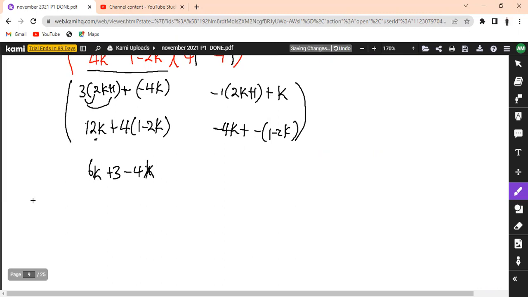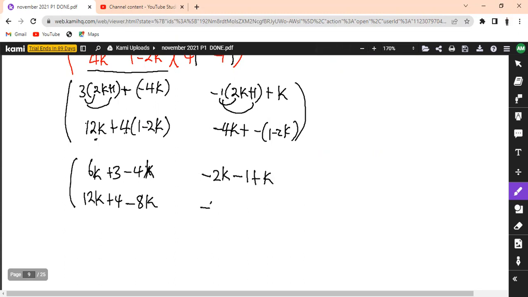We move on here. This is 12k. So we are going to obtain 12k. 4 times 1, which is 4. 4 times minus 2, which is minus 8. So this is minus 8k. All right. We move on here. We multiply by minus 1. So it's minus 1 times 2, which is minus 2k. Minus 1 times 1, which is minus 1 plus k. Okay. And here we have got 4k. Plus and minus, this is a minus, so it's minus times 1, which is minus 1 plus 2k.